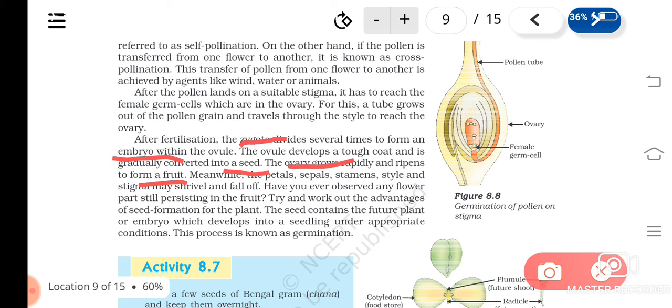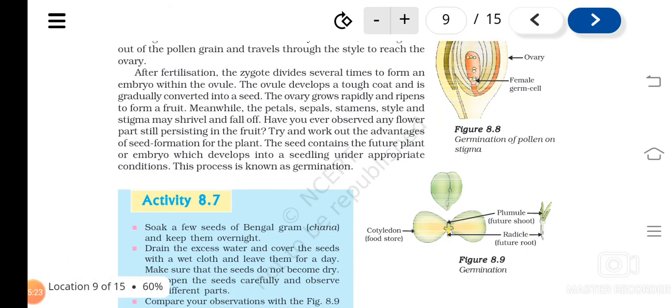So usually other parts like petals, sepals, stamen, style, stigma, etc., they fall off. Okay, so there are some flowers where they persist. You would have seen the brinjal. In the fruit of the brinjal, you can see the sepals are still there after the formation of the fruit also, right? So the seed contains what? The seed is a matured ovule and it contains a seed coat and a future plant, or the embryo, isn't it?